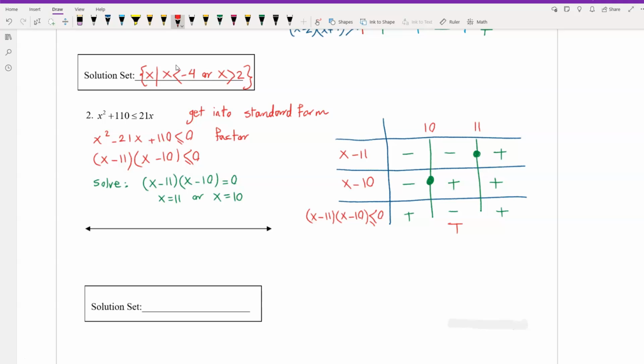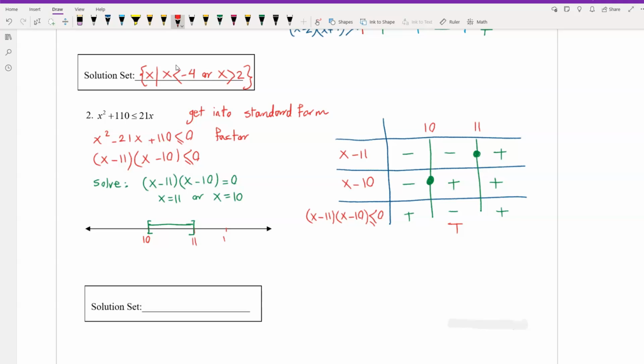And I can do the same thing here on this number line. Here we have 10, 11. So our answer is this part. Because of having equal to here on this part, here I use bracket to show that it's equal to. So the answer is this one.